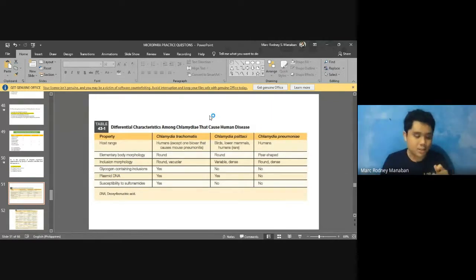Chlamydia psittaci, dears, is found in parrots and other birds. Parrots, parakeets. So, the ones usually affected are those who take care of birds, no?